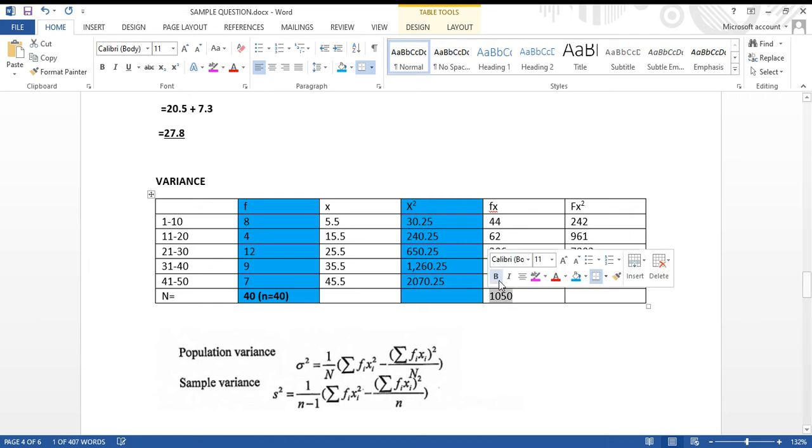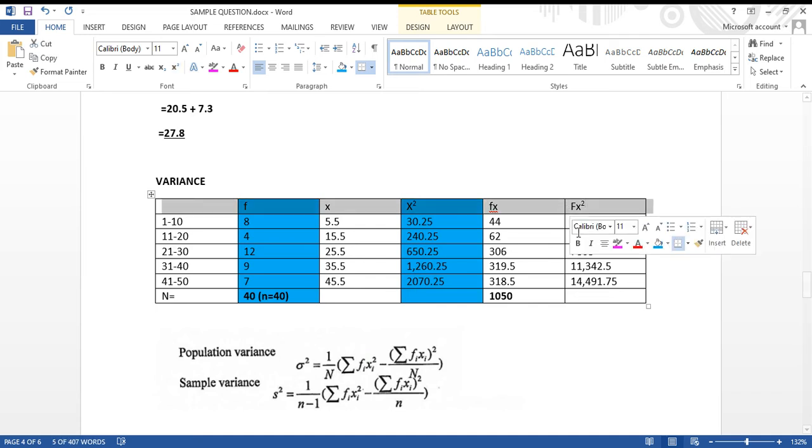So we have 1050 here. This number is the one which we're going to have to square. After I've added the product of f and x, we square it. We also now need the total sum of this column, f times x squared.